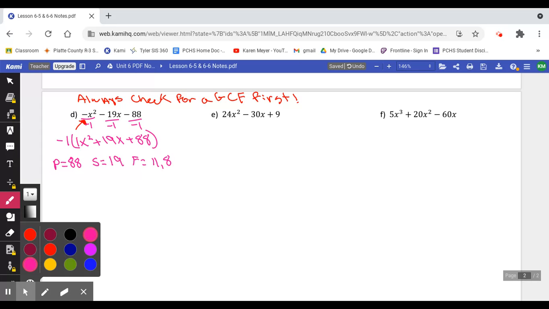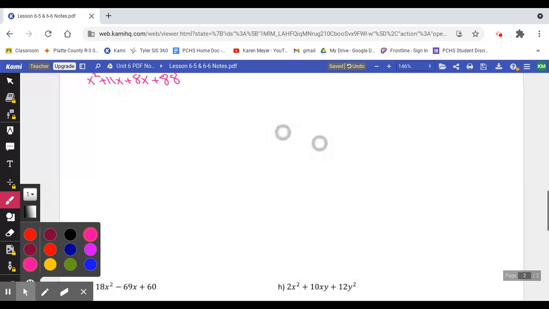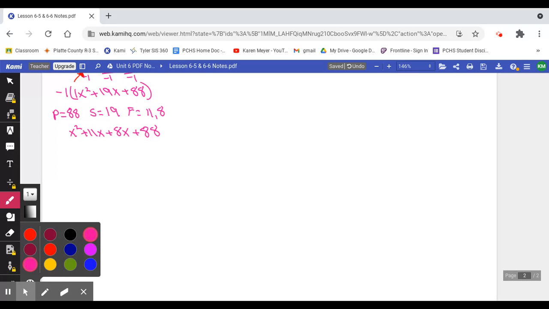So then we're going to expand to 4 terms. So I'm going to have x squared plus 11x plus 8x plus 88. And I'm going to take those 4 terms and I'm going to put them inside the box. So right now I have x squared, 11x, 8x, 88. And then our job is to take out the GCF.